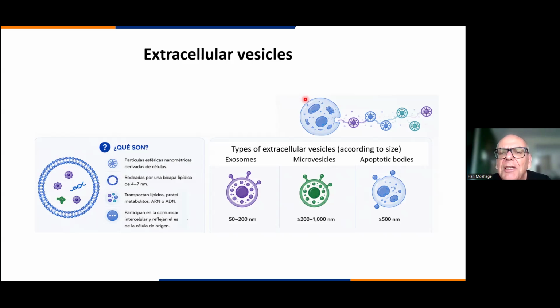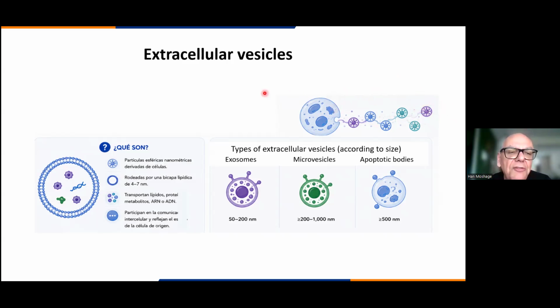So they are released from the cells. You can see that here by budding from the cell membrane, and they take with them part of the content of the cells. And these vesicles can interact with other cells. They travel to another cell, and then the membranes fuse, and the content of these vesicles, which is actually the content of this cell type, is released in the target cells.